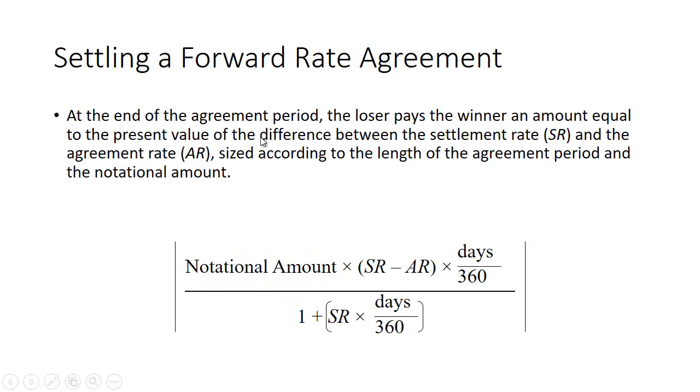So at the end of the agreement period, the loser pays the winner an amount equal to the present value of the difference between the settlement rate and the agreement rate, sized according to the length of the agreement period and the notional amount. Right, so this is the amount. This never changes hands, but this dictates how much interest is paid. If you have a notional amount of $5 million, you're not going to pay out as much as if the notional amount were $10 million. So you look at the difference between these two rates. You have to adjust for the number of days, and then you take the present value of it.